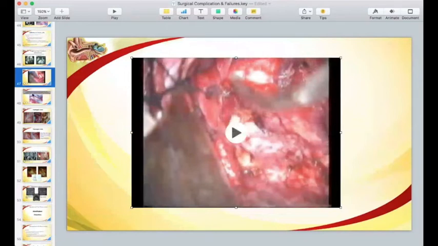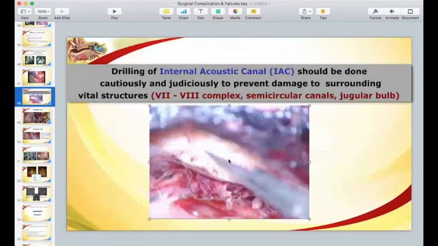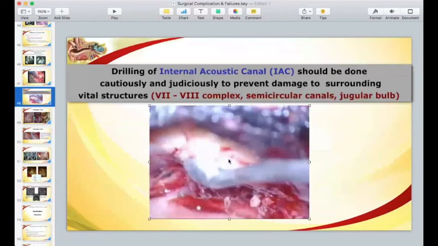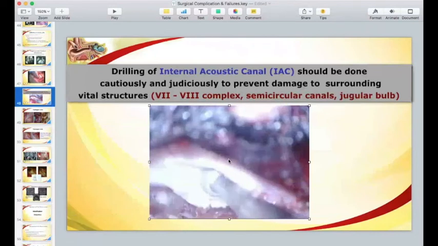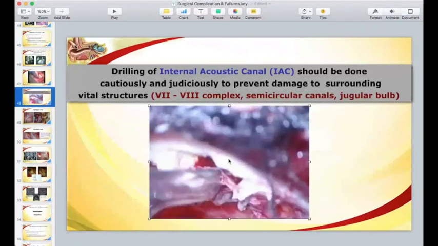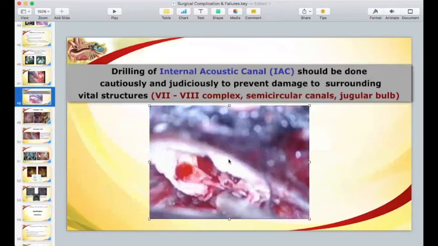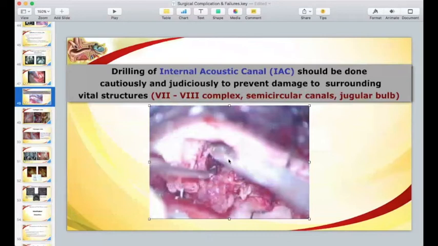The next point that I'm talking about is drilling the acoustic canal. As I told you earlier, the tumor arises from inside the canal and comes out like a mushroom. So you have to drill the dura, strip the dura of the petrous bone, and then drill the canal. Usually about 10 millimeters of drilling is required from medial to lateral. Go right into the petrous bone and start getting the tumor out from inside the canal.